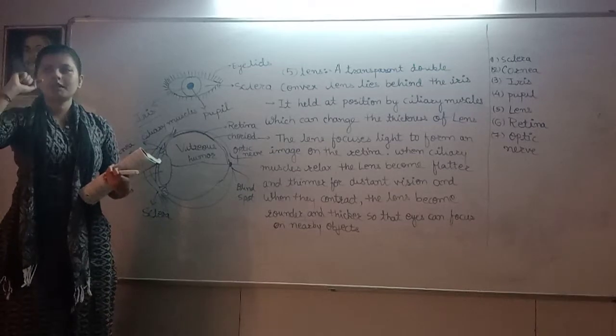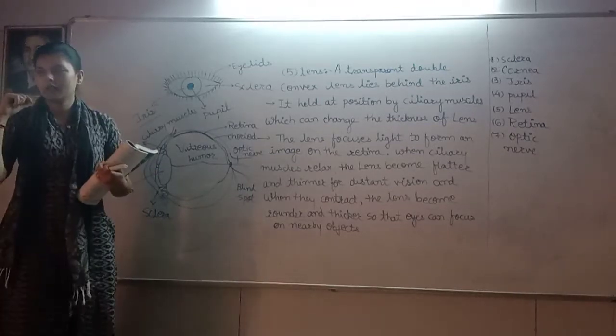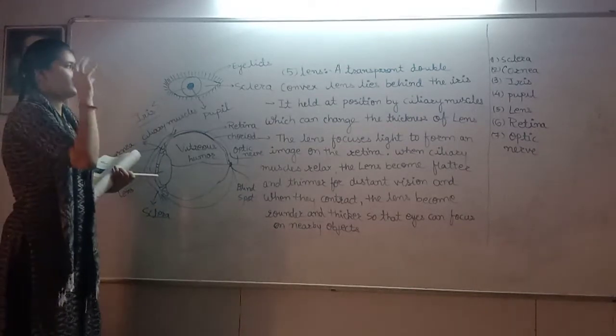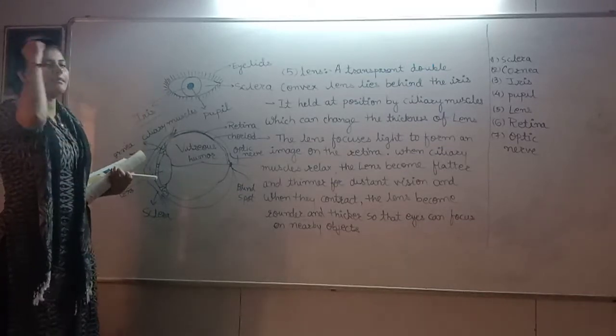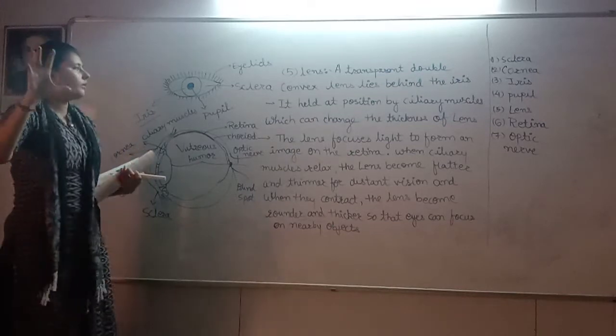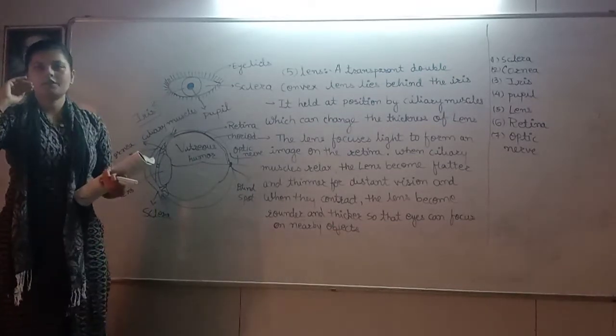मतलब कि iris के पीछे आपको जो दिखता है here, that is about lens, right? So the place which we have discussed, that the transparent double convex lens lies behind the iris. मतलब कि iris कहाँ पे है? Sorry, what we are talking about, lens. So lens is behind iris, right?